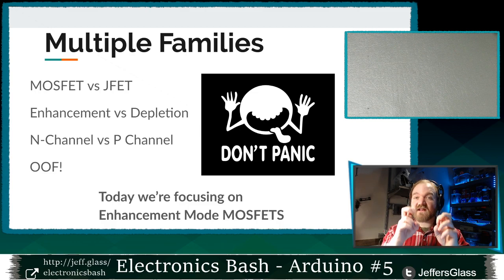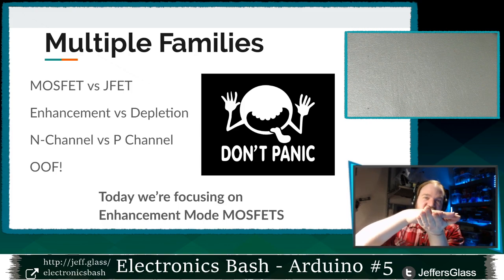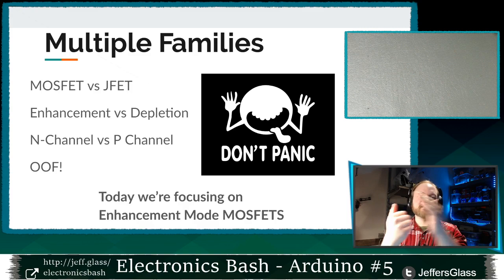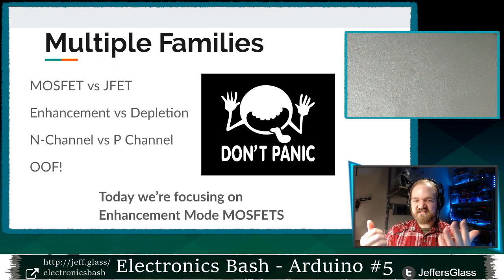One has a metal oxide semiconductor in the middle of its gate, a little tiny piece of glass that's sitting in between two parts of the transistor as an insulator. The other has a silicon junction and doesn't have this piece of glass in it. So MOSFET versus JFET. They work a little different. We'll get there in a little bit. You have enhancement versus depletion mode, which I will get to in a little bit. And you have N-channel versus P-channel.